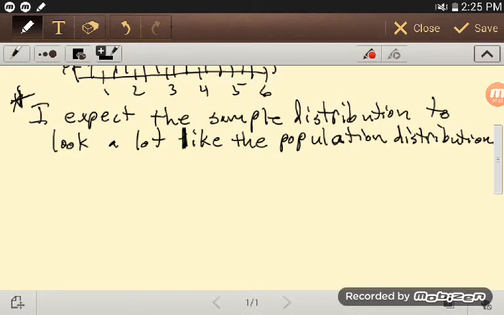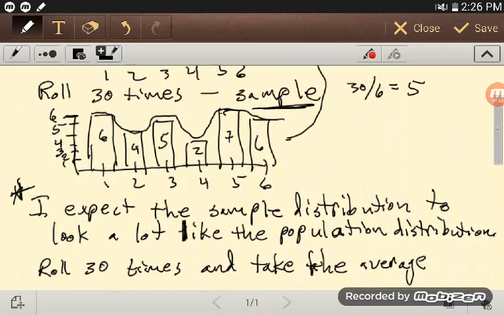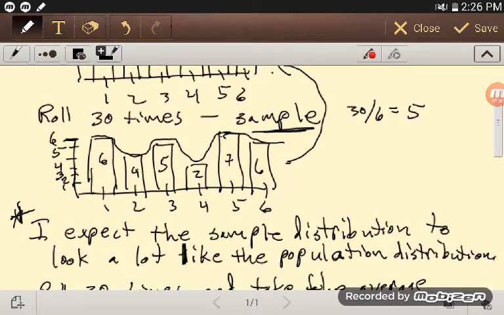Now, what we want to look at is, suppose I did that same thing and, instead of just looking at the dice, I roll 30 times and take the average. Okay, so I roll 30 times, and I could do that with these data right up here. Right, I had 6 1s, 4 2s, 5 3s, 2 4s, 7 5s, and 6 6s.